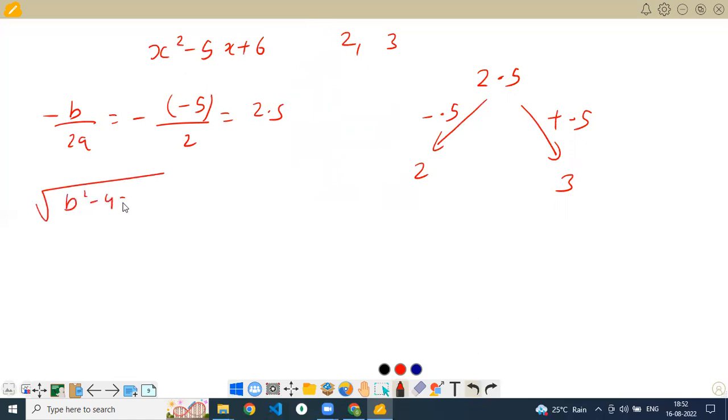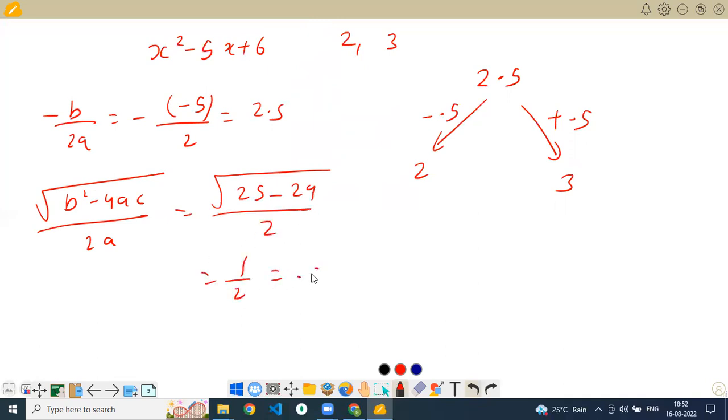Square root of b square minus 4ac by 2a, square root of 25 minus 24 by 2, which is 1 by 2. Yes, sir. Perfect. So this is applicable for every quadratic equation.